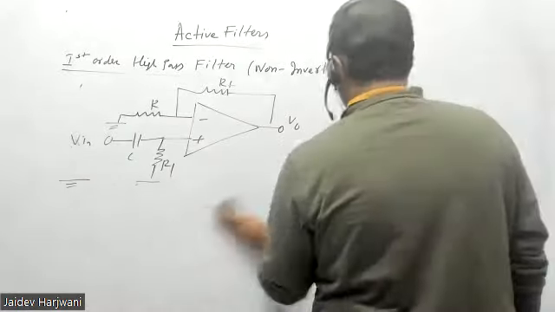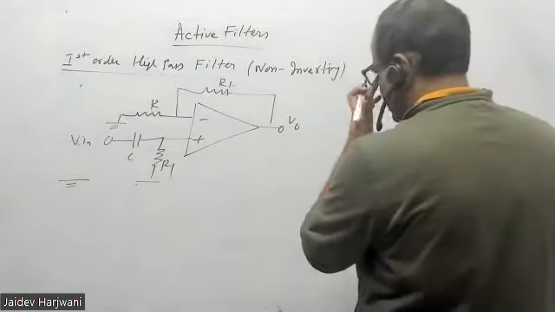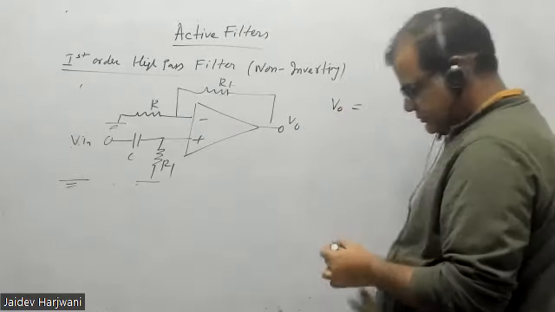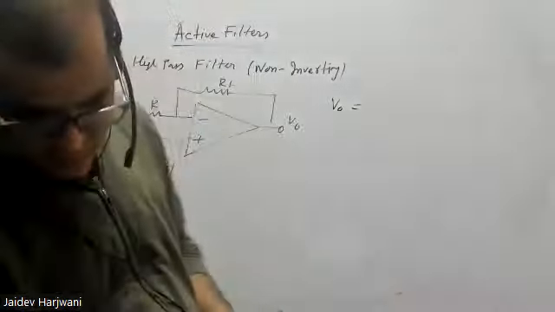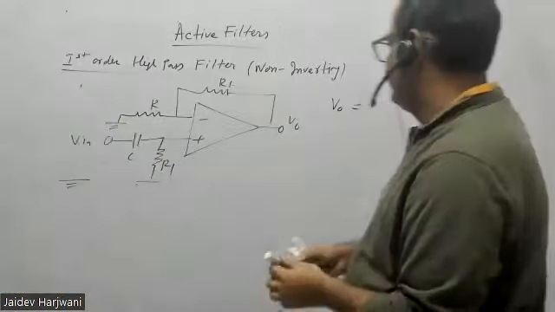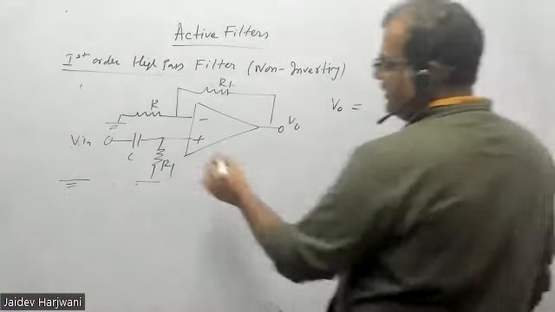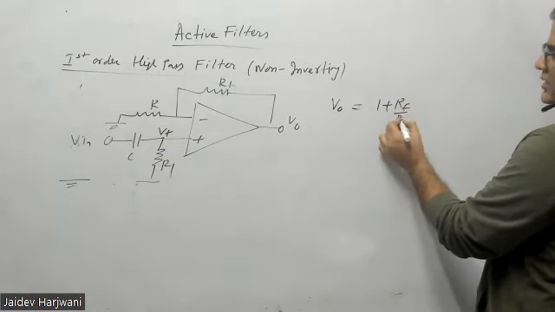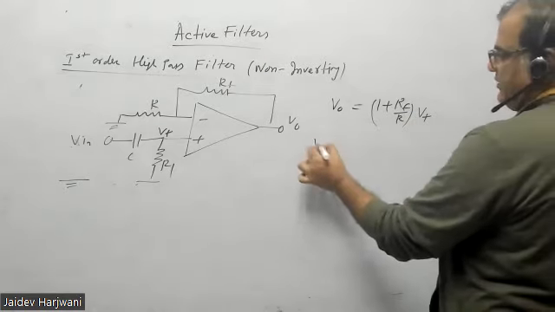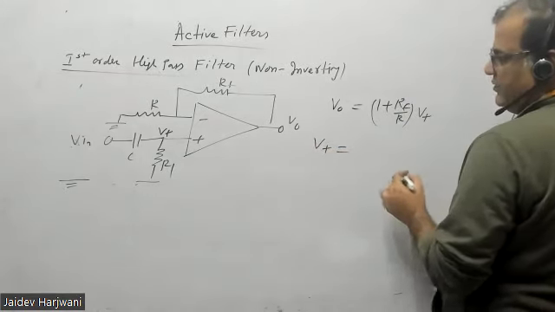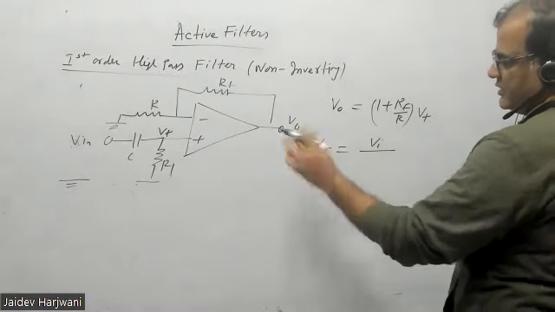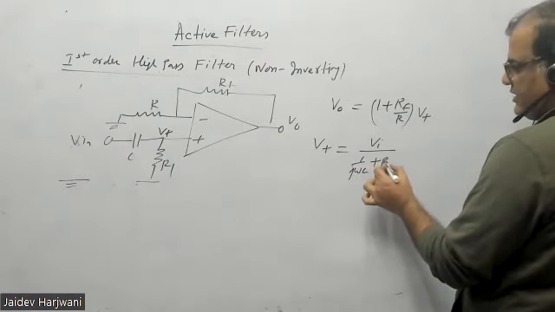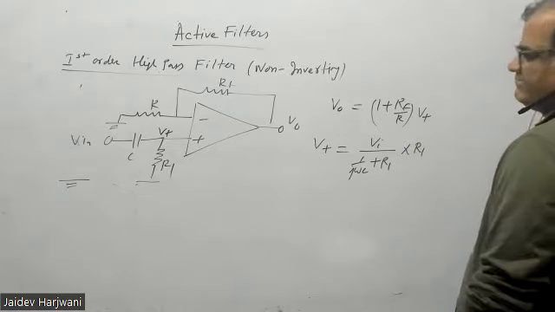So now what you can do? You can write V naught. So for the non-inverting, you have to find V plus. V naught is basically 1 plus Rf upon R into V plus, and V plus you have to find out. V plus is your V input, total impedance 1 by J omega C plus R1, into R1.